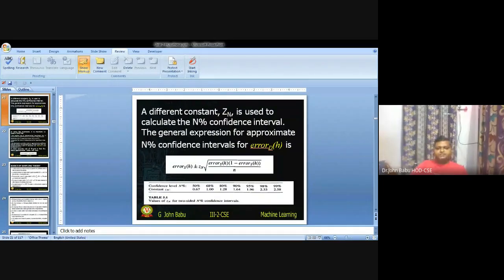Variance is equal to n into p into 1 minus p. Mean is np, and standard deviation is equal to square root of np into 1 minus p. If variance is greater than or equal to 5, we can also use normal distribution.